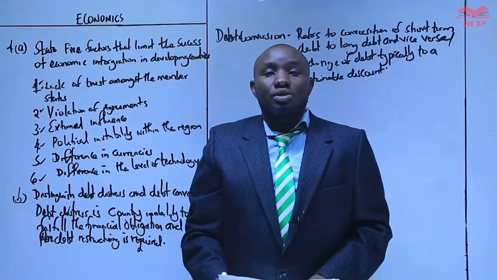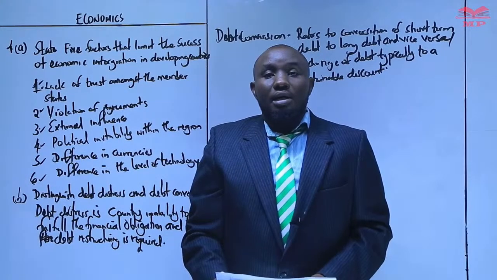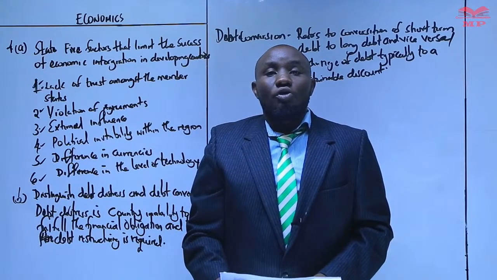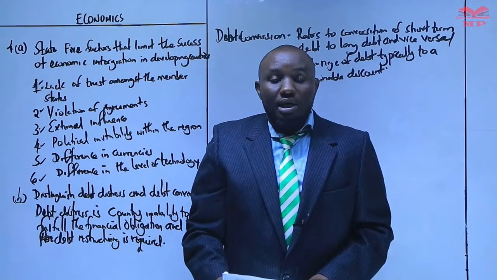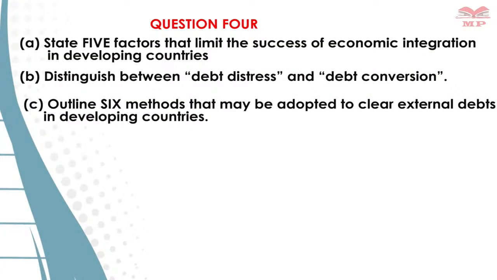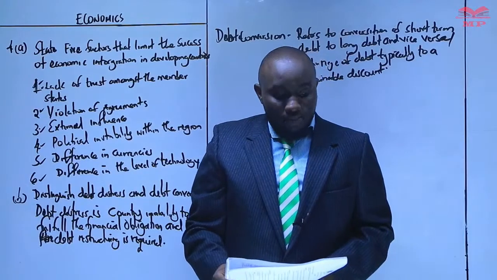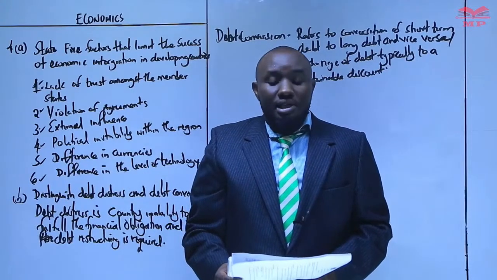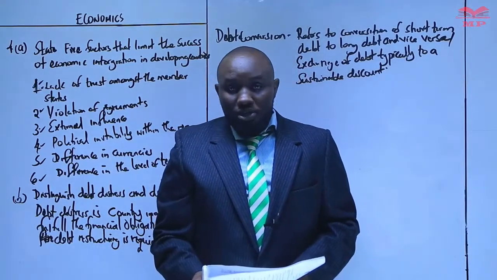We pick on our next question. That is August 2024, question 4, Roman C. We read the question, and we put it on the board. Outline 6 methods that may be adopted to clear external debt in developing countries.